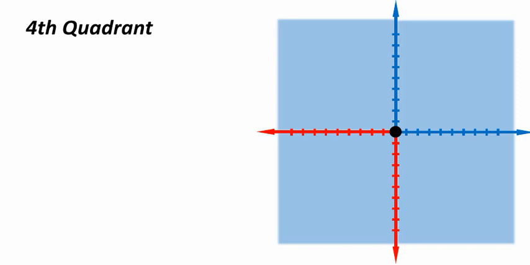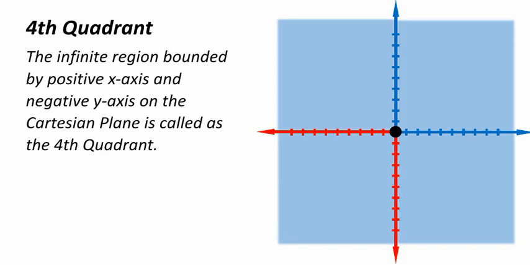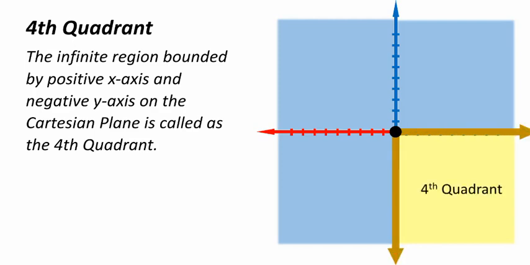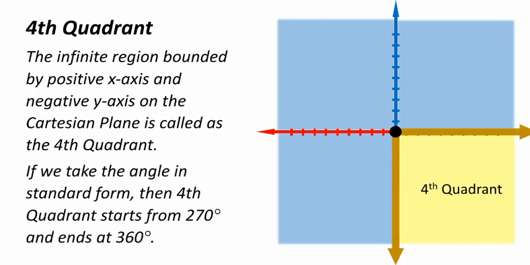Fourth quadrant. The infinite region bounded by positive x-axis and negative y-axis on the Cartesian plane is called as the fourth quadrant. If we take the angle in standard form, then fourth quadrant starts from 270 degrees and ends at 360 degrees.